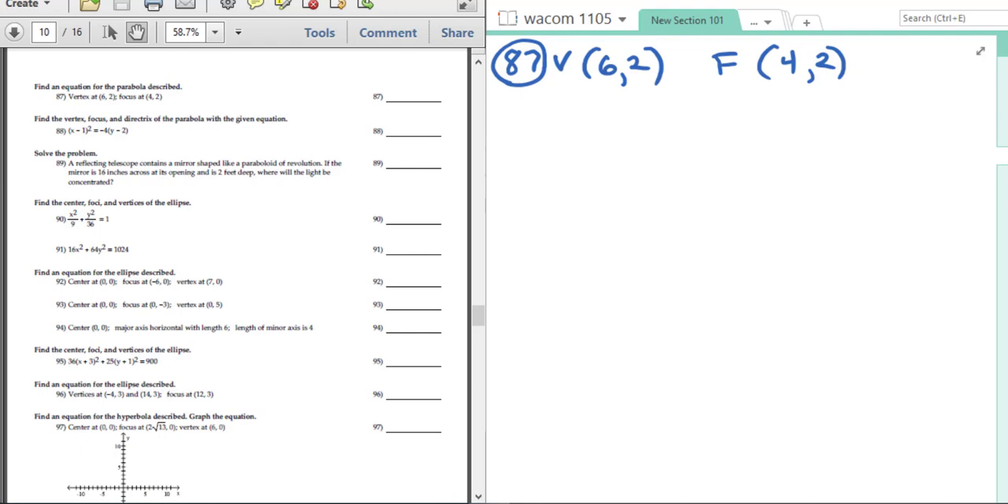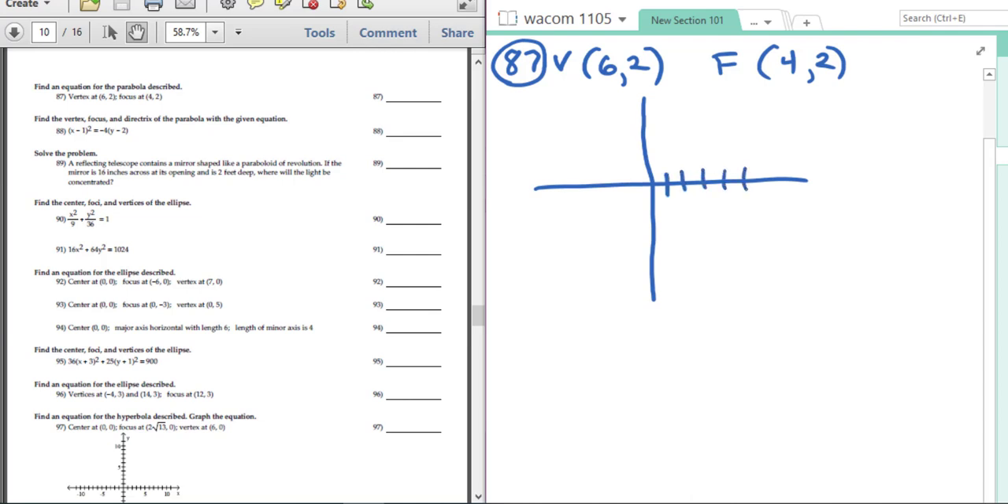Right, problem 87. We have a vertex at (6, 2) with a focus at (4, 2). So, we're going to write the equation. I would start with a little picture so that I know whether it's vertical or horizontal. And looks like I'll be good there. My scale is 1. So (6, 2): 1, 2, 3, 4, 5, 6, 2. And my focus is at 4: 1, 2, 3, 4, 2.